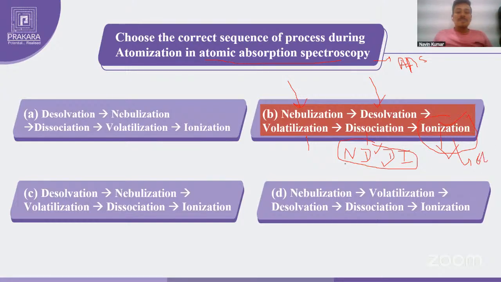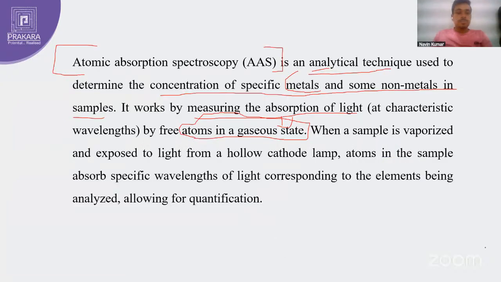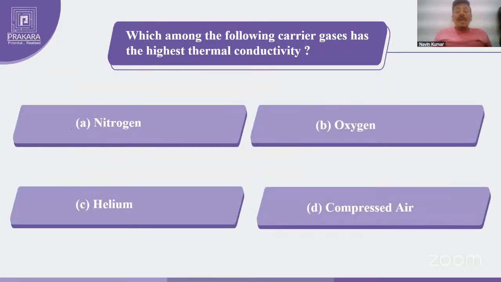So simply remember this with the mnemonic NDVDI: nebulization, then dissolution, then volatilization, then dissociation, and the last one is ionization. So this was about atomic absorption spectroscopy, which we have already discussed in a very deep manner in the analysis classes. Now, the next question is related to thermal conductivity.